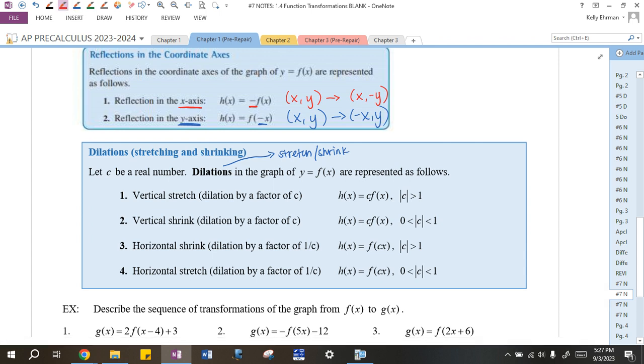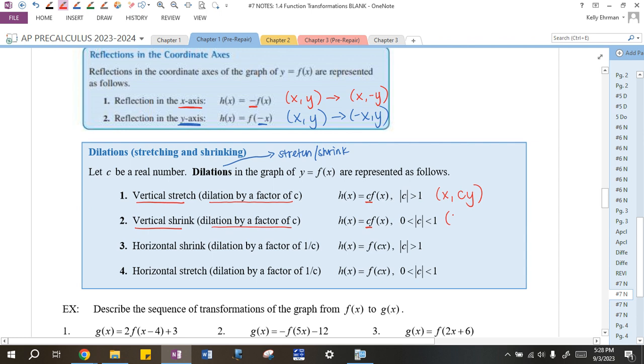Here are the rules. If you're going to have a vertical stretch or a vertical shrink or a vertical dilation by a factor of C, then you have the C value that's being multiplied out in front of your f of x. So if C is a number greater than 1, like 2 times f of x, then you get a vertical stretch because every x value stays the same and every y value gets multiplied by C.